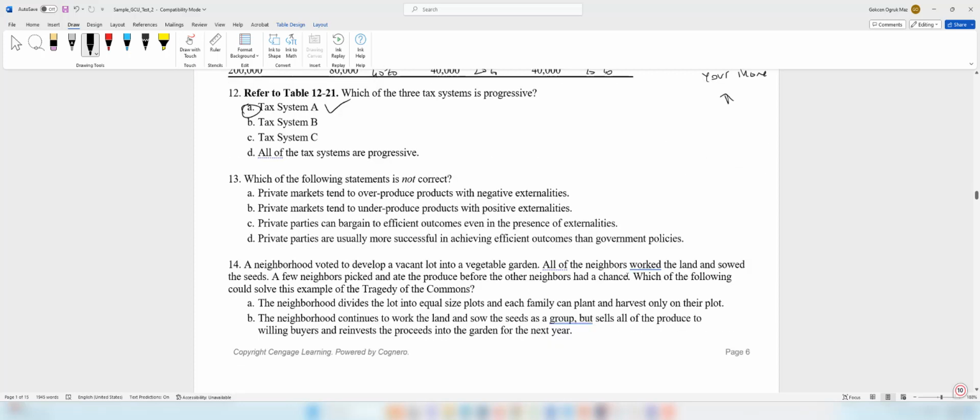Let's check the next one. Which of the following statements is not correct? Private markets tend to overproduce products with negative externalities. That's correct because they don't count the external cost of the production.